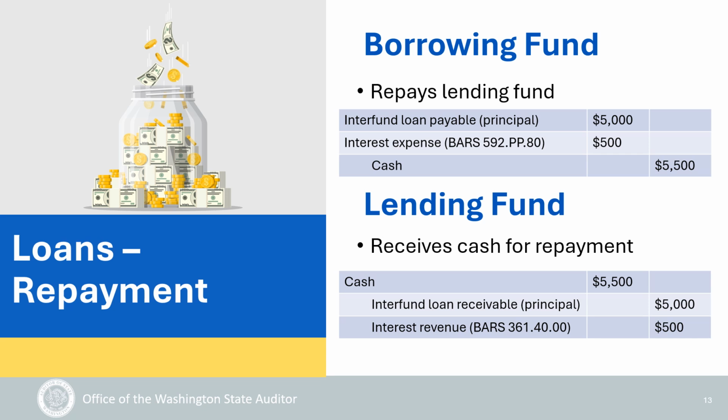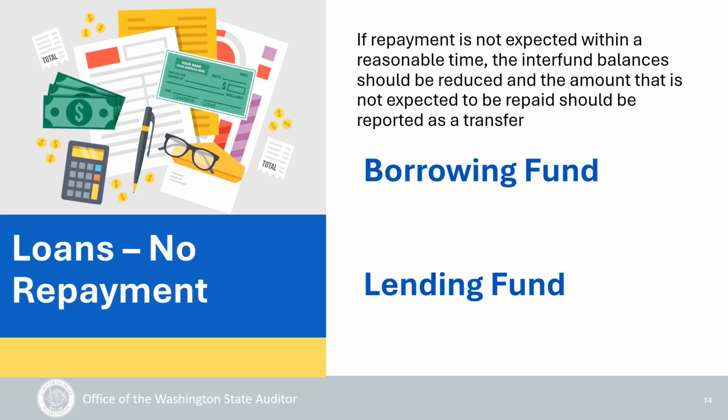But what happens if the borrowing fund can't repay or stops repaying the loan? The Governmental Accounting Standards Board, also called GASB, tells us that if repayment is not expected within a reasonable time frame, the loan should be reclassified as a transfer. And that makes sense, because if the borrowing fund is not going to repay the lending fund, then it's a permanent movement of cash from one fund to the other, which is a transfer.